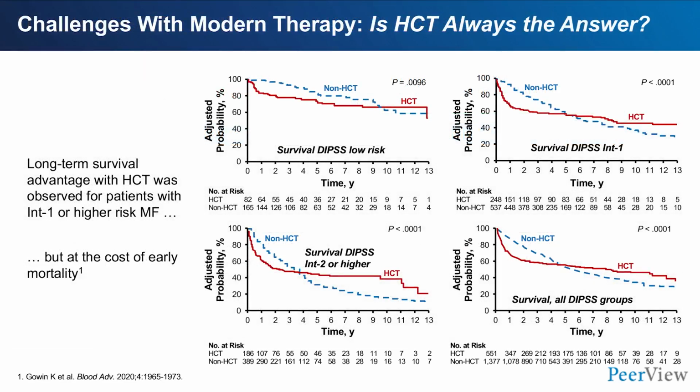Stem cell transplantation is a difficult discussion and it may not always be the answer. And so this, just to call out this data around long-term survival with stem cell transplant, and this is according to the different DIPSS scores. And you can see for low and intermediate-1 risk patients that the survival benefit for patients only occurs later. And that's mainly due to early mortality, whereas the survival benefit for intermediate-2 or high-risk patients occurs earlier.